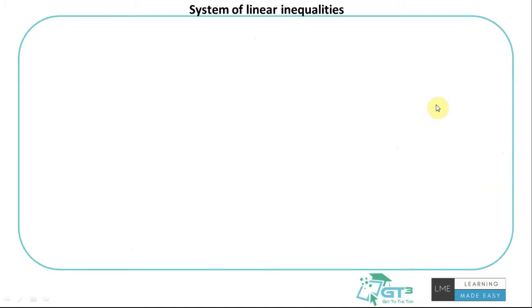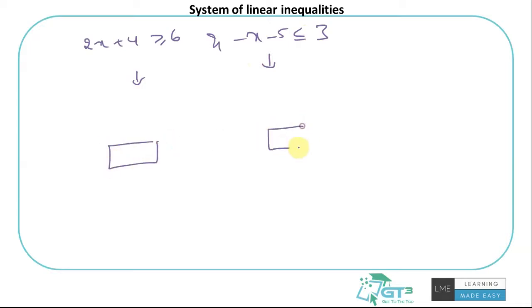Now, system of linear inequalities. That is, I don't have one, but I have multiple linear inequalities for the same variable. Like let's say 2x plus 4 is greater than or equals to 6, and minus x minus 5 is less than or equals to 3. So I need to solve them individually and get the zones. And then I need to pick the common zone in between, because the values of x should satisfy both, not just one of them. So I need to pick certain values.